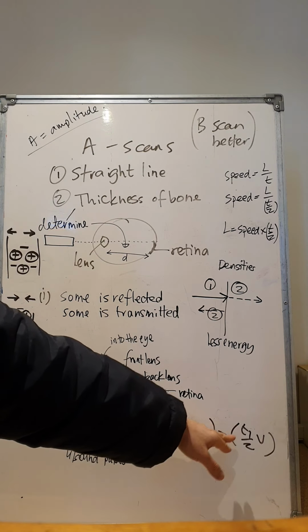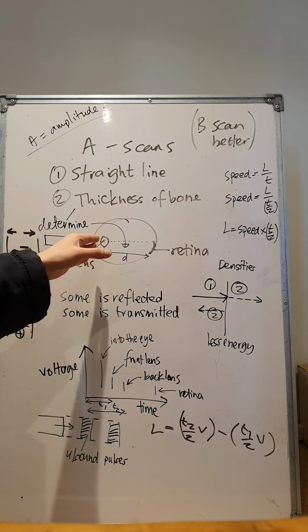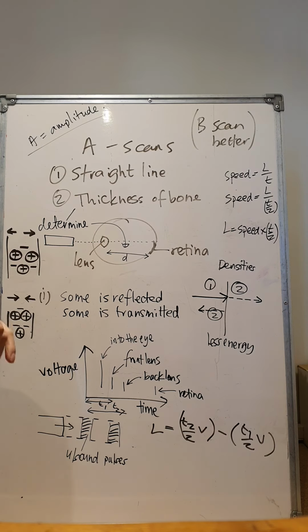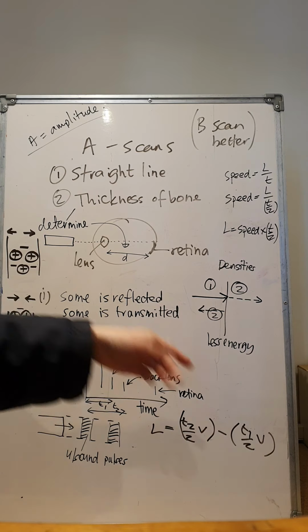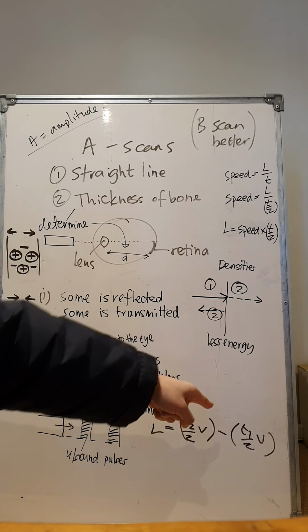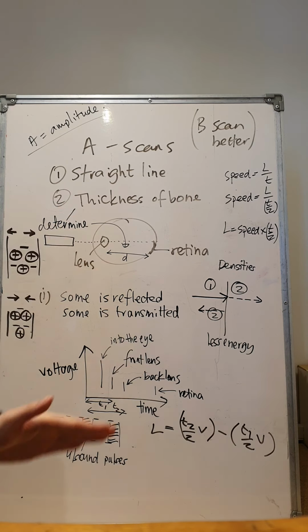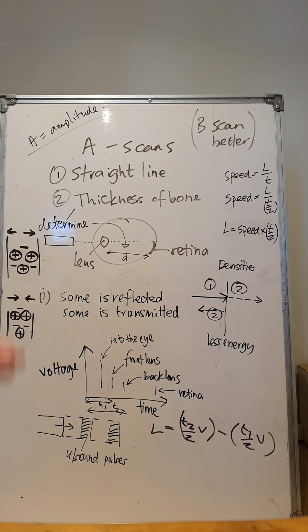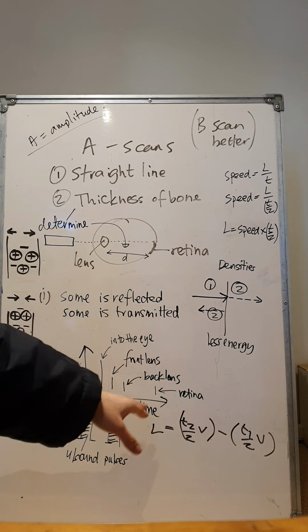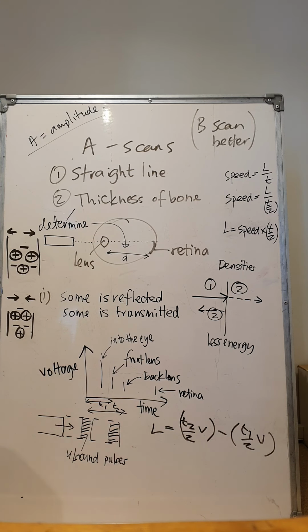Now T1 divided by 2 is the time it takes for the reflection after it hits the front of the lens. Because that's an echo, you halve it, and then multiply by the speed of ultrasound, and that will give you the distance from the transducer to the front of the lens. So to work out the distance of the lens, you take away the two. So this, take away this. And then that will give you the length of the lens.